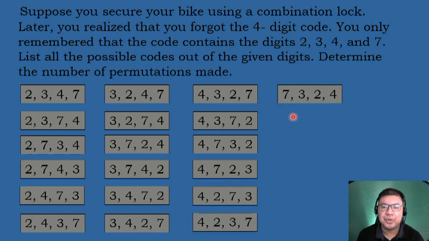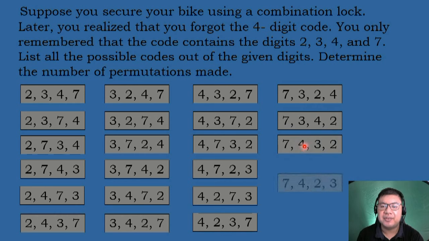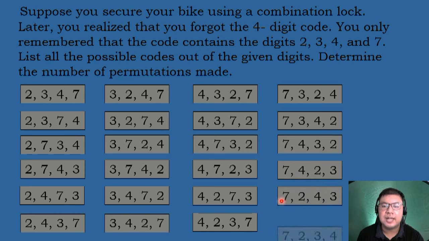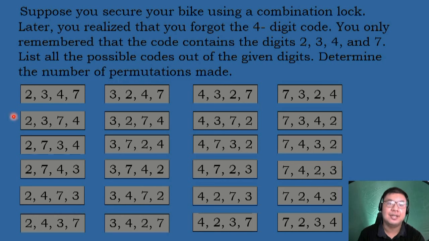And then let's start now with number 7: 7, 3, 2, 4, 7, 3, 4, 2, 7, 4, 3, 2, 7, 4, 2, 3, 7, 2, 4, 3, and then 7, 2, 3, 4. Again, there are patterns that you can discover for you to easily list the possible codes out of the given digits. So these are the possible codes out of the given digits.